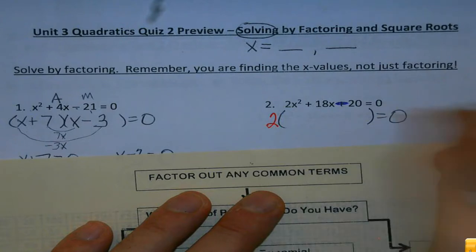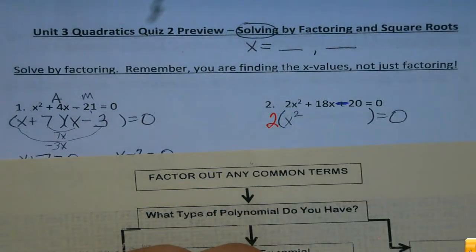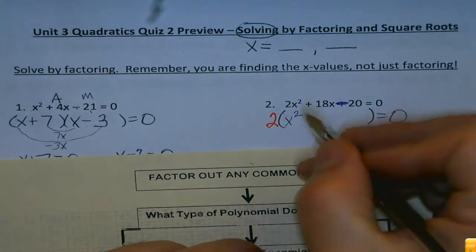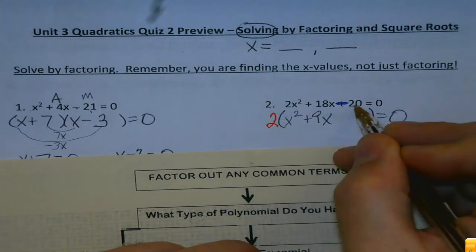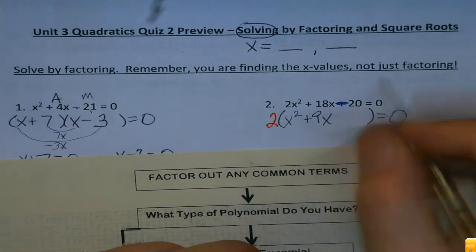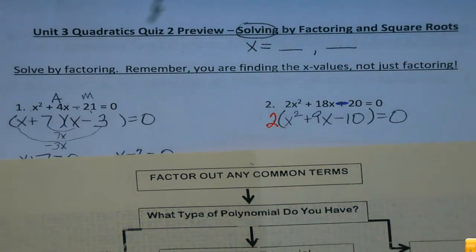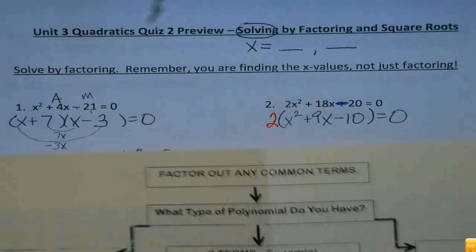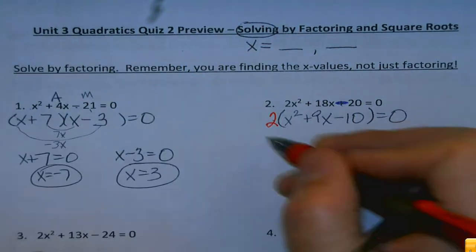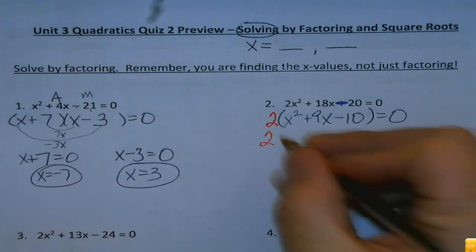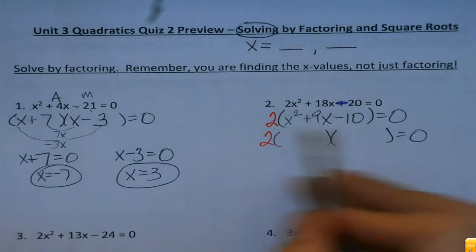That 2 is still part of things. It just means when I divide each of these by 2, that 2 is going to be sitting on the outside. So we'll still have equality with this. So 18 divided by 2 is 9. Negative 20 divided by 2 is negative 10. And now I'm going to factor what's left on the inside. So the 2 is still there. We're just not working with it right now. We're just working with this part.